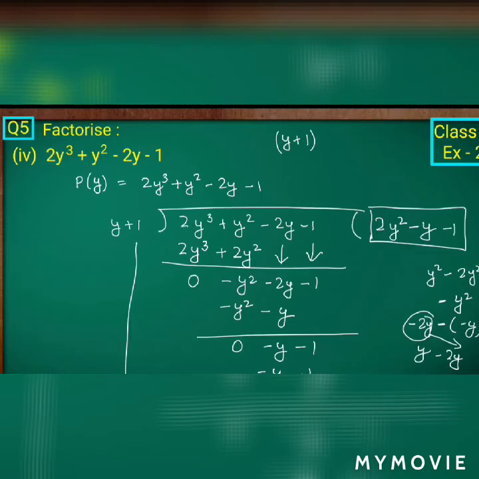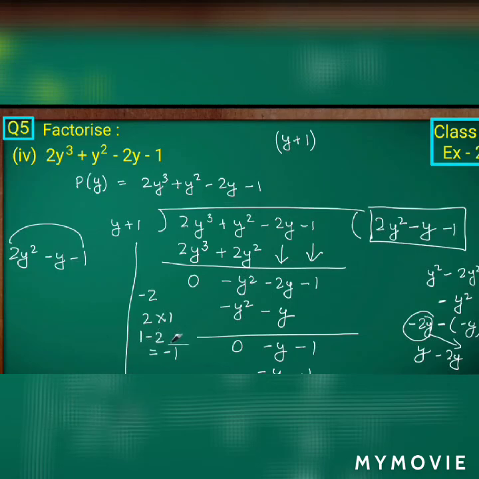So what is the quadratic equation we got here? That is 2y square minus y minus 1. I have to multiply the coefficient of y square as well as the constant, so minus 1 into 2 is minus 2. The product should be minus 2 and the sum should be minus 1. So what are the factors here? Minus 2 into 1 is minus 2, and minus 2 plus 1 is minus 1. Are you getting it? Yes.